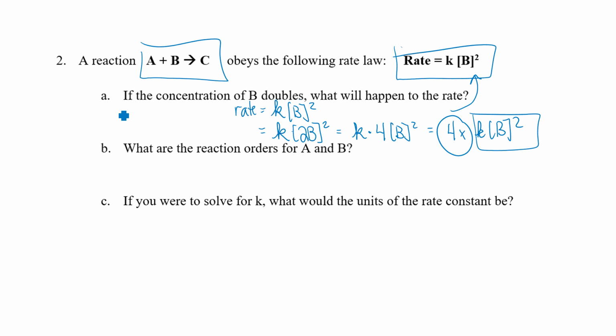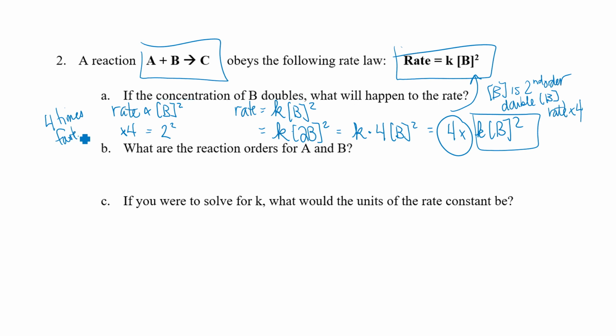Another way of thinking about it is that the rate is proportional to B squared. So if we double the concentration, the rate is going to go up by 4 times. That's another way I like to write it out. So either way, however we think about it, the key thing is that B is second order. And that means that if you double the concentration of B, then the rate will increase by 4. So the rate will be 4 times faster. That is the answer to this problem here.